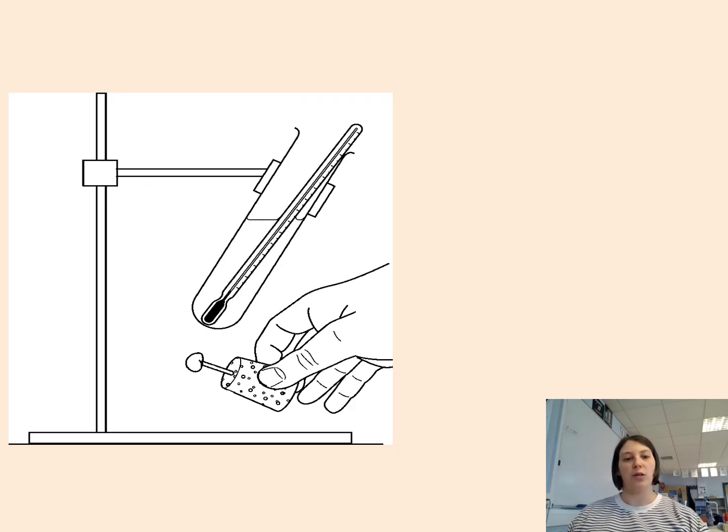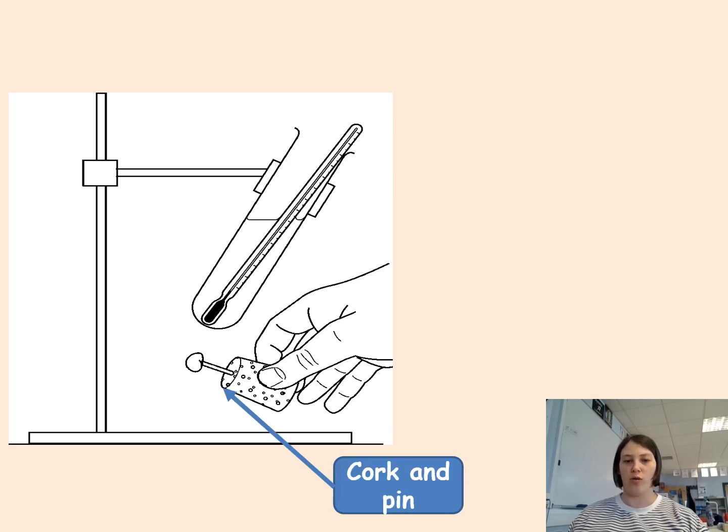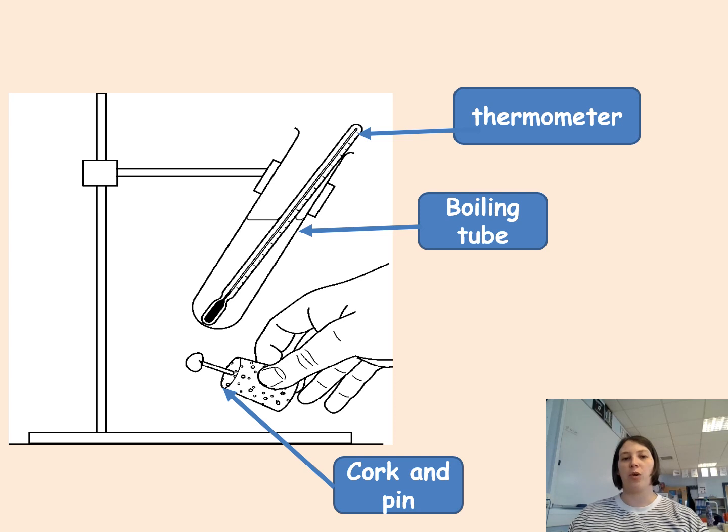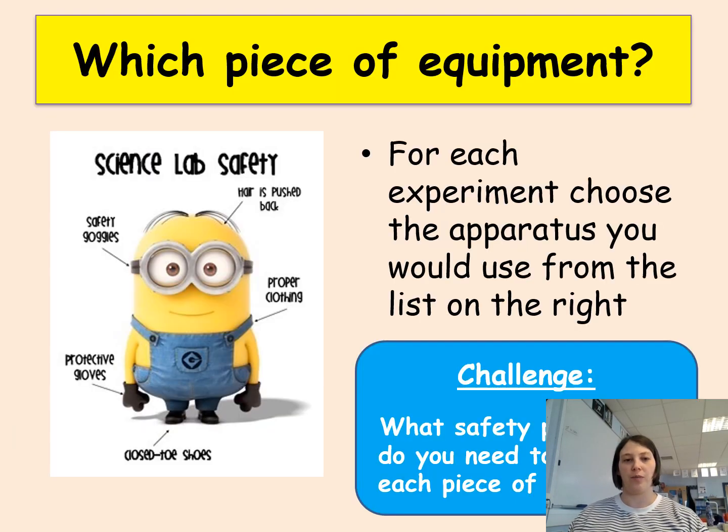Okay, next one. Now this is a bit tricky. This is just known as a cork pin. Okay, again, I would like you to draw a scientific diagram of this and label it. I'm going to again give you 5 minutes in which to do so. You will need to pause the video at this point. Okay, let's have a look. So you've got a cork and a pin, boiling tube, a thermometer, clamp stand.